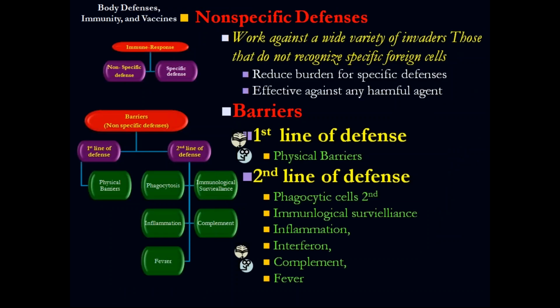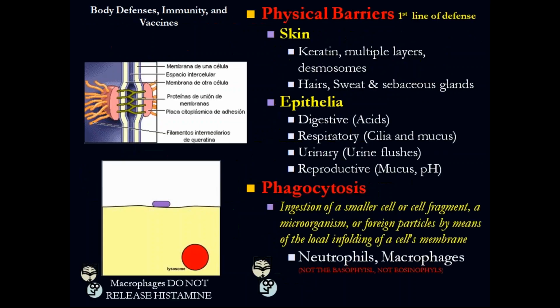All right, so the first line, physical barriers. Examples: skin, hair, nails, tonsils. So the second line of defense, we have the phagocyte cells, who are the neutrophils and the monocytes. And the monocytes transform into macrophages. Immunological surveillance is going to be the macrophages and the lymphocytes B, T. Inflammation, interferon, complement, and fever are some part of the immunological reaction.